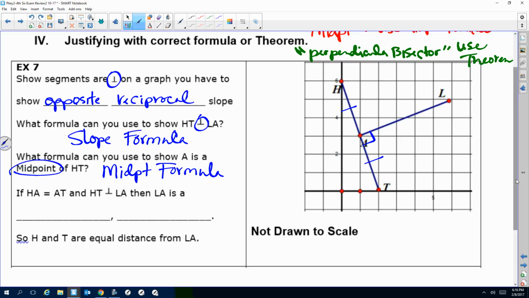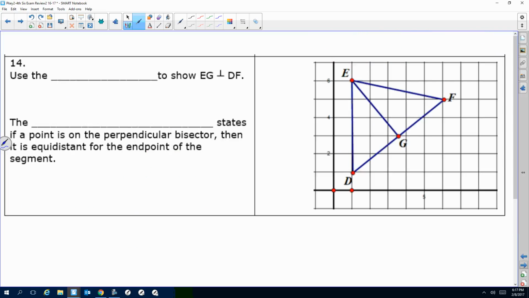Now, if HA is equal to AT and HT is perpendicular, then LA is a perpendicular bisector. And if it's a perpendicular bisector, the theorem states that it is always an equal distance to that bisector. So on 14, use the blank to show EG is perpendicular. Well, that symbol tells me what formula, and that would be the slope formula. If you picked that, good job.